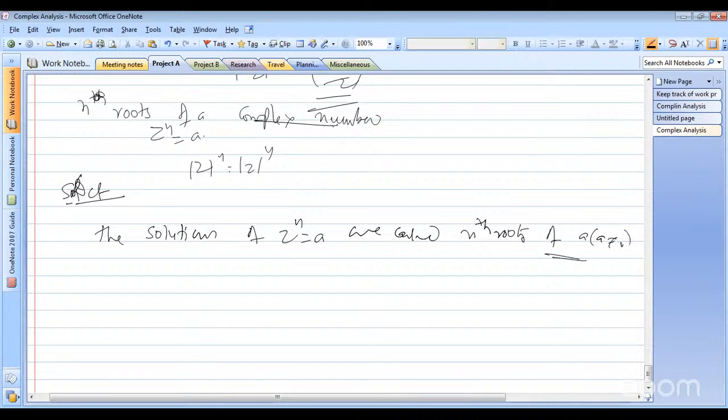So we write a is equal to rho times cos phi plus i sin phi, and z is equal to r times cos theta plus i sin theta. Already I told this one.